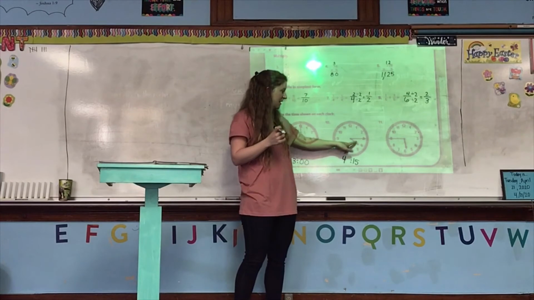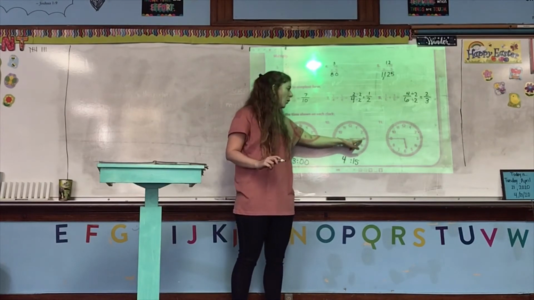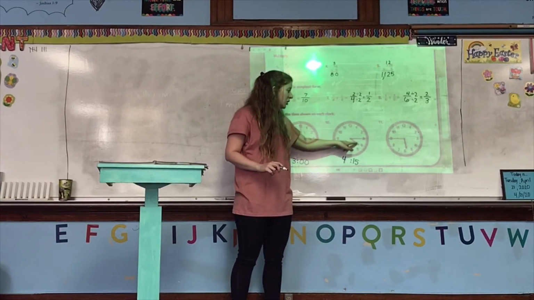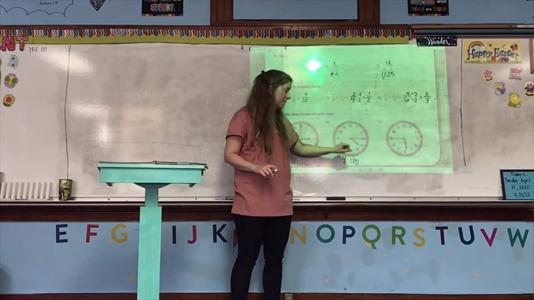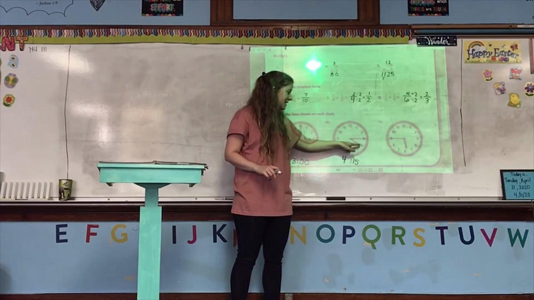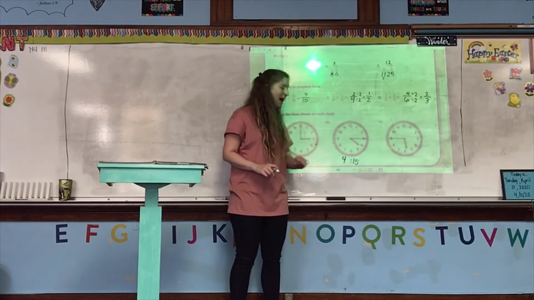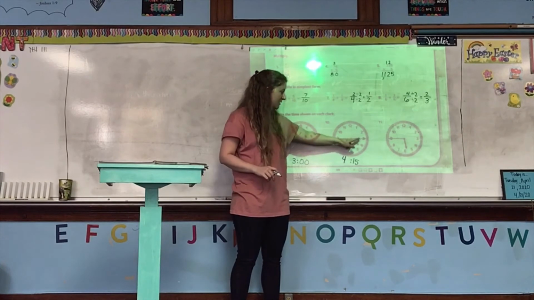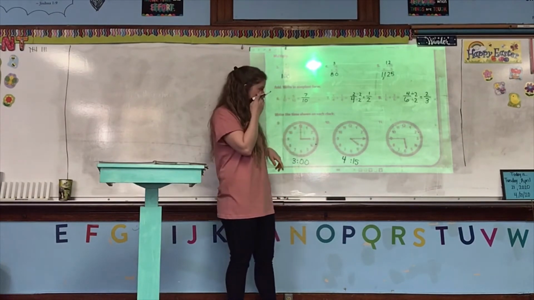Whenever you're trying to figure out the hour, when the minute hand is not on the 12, look at what numbers the hour hand is between. Whichever one is the lower number is what goes in the hour place, because as soon as you get back to where the 5 is, that minute hand will be back on the 12.